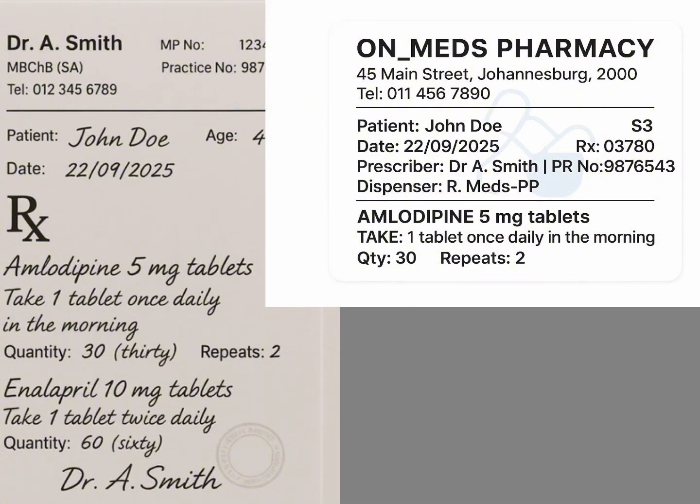So you'll get most of the details that are on the prescription on the label as well. As you can see, there is the doctor's name, the doctor's practice number, the customer's details, and the medicine's name. The directions, the repeats and the quantity have to match the prescription. And when it comes to repeats, there's one thing I want to discuss.